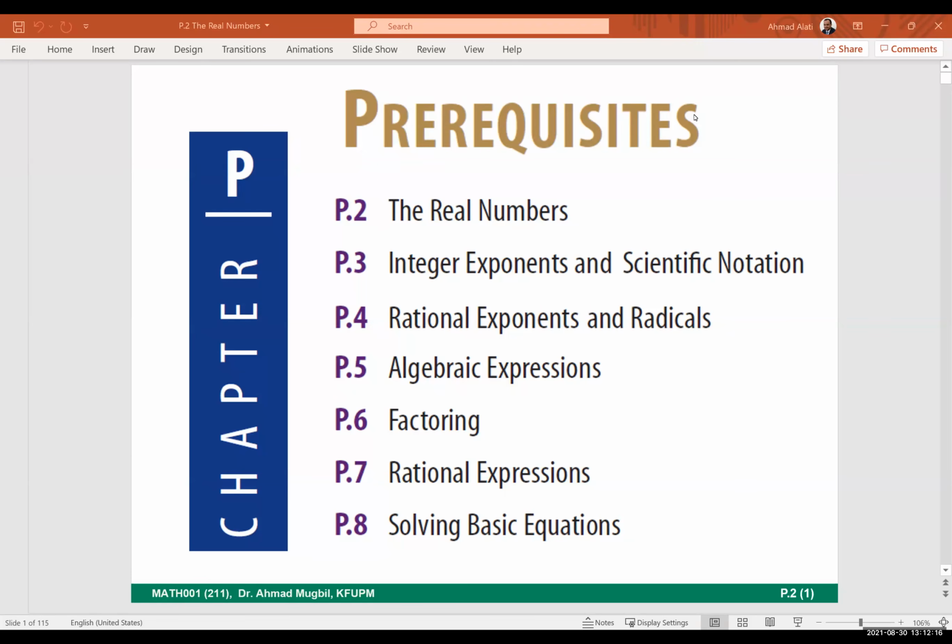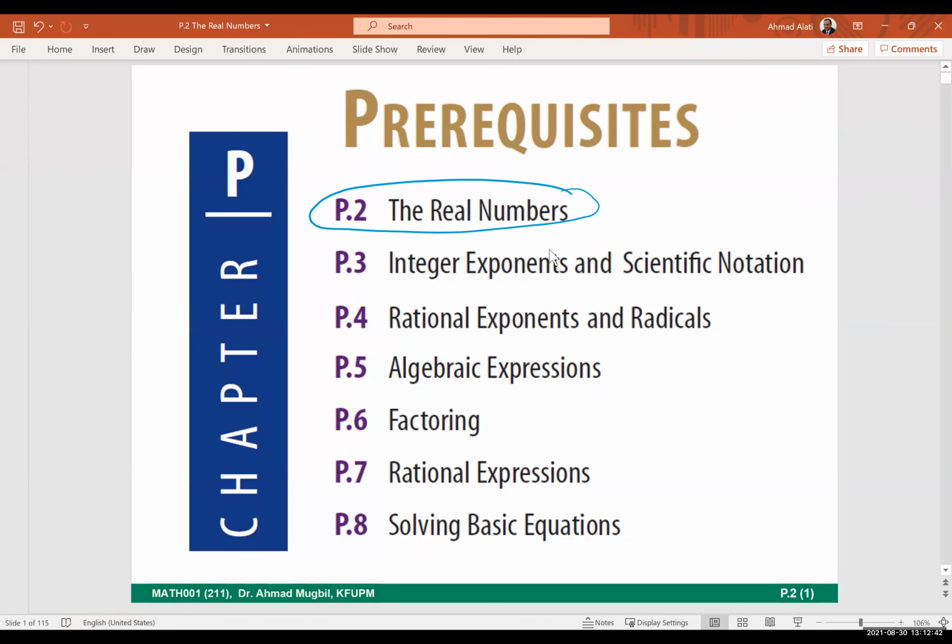Today, inshallah, shabab, we will start chapter P. The letter P here stands for prerequisites, which means the concepts or issues that you need to know before you start. We will start with section P2, the real numbers. In fact, I put most of the load on this section.